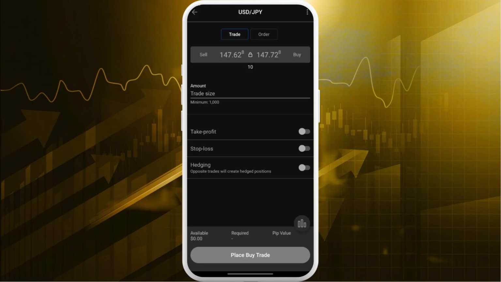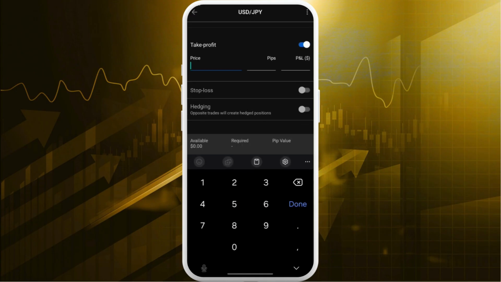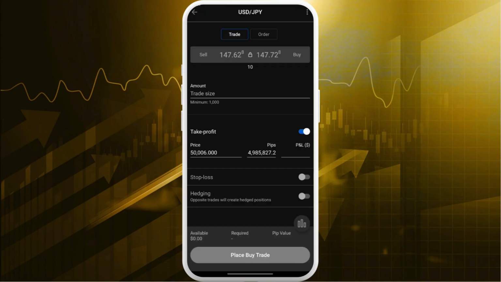You can enter the amount of trade size, and here you can see the take profit and stop loss option. You can simply enable these features. In this take profit section, you can determine the price level at which you want your take profit order to be triggered. This is the price level at which you want to lock in your profits. So enter the amount of profit over here.